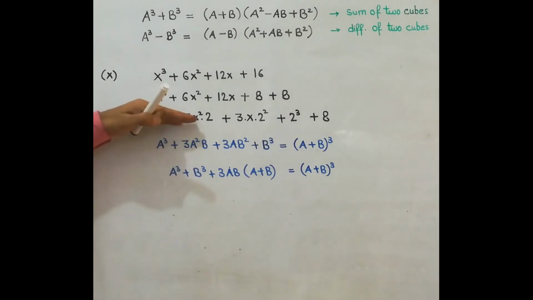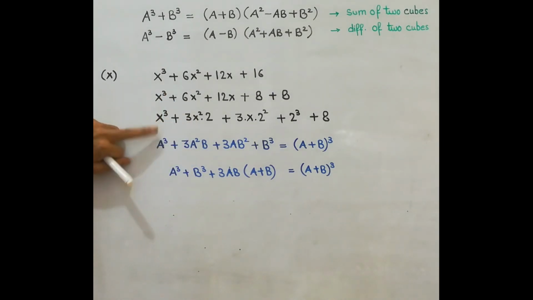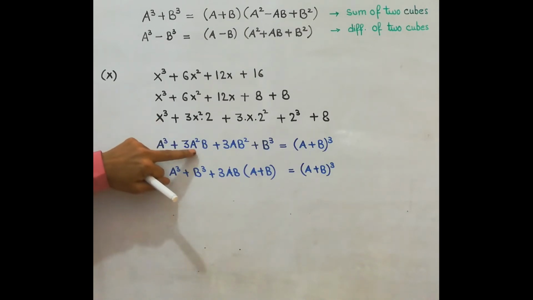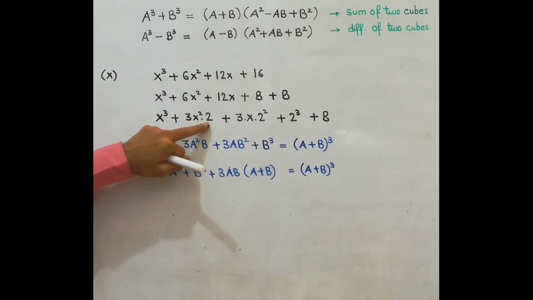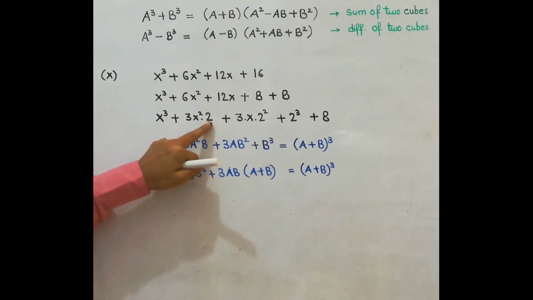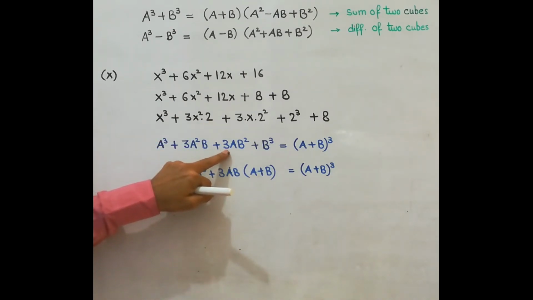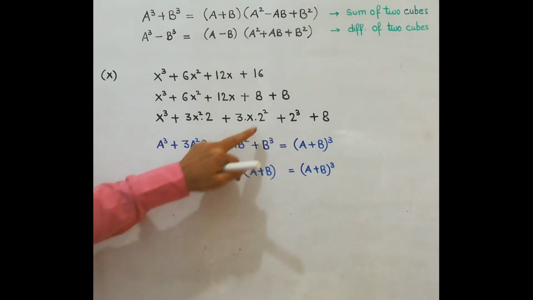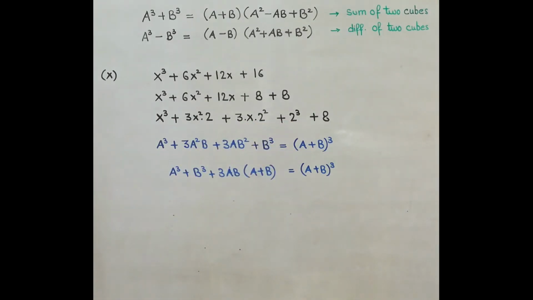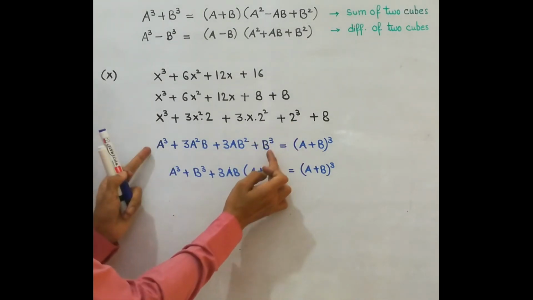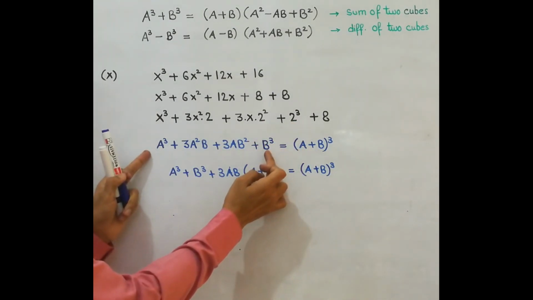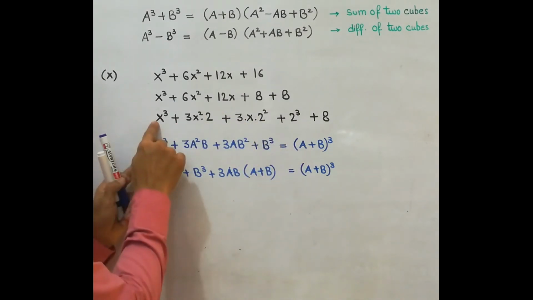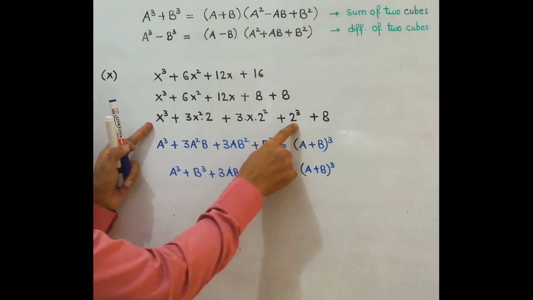Now tally it with this one. This is a cube. So what is your a? x. 3a square b, 3x square into 2. So what is b? b is 2. Then 3ab square, a was x, b is 2. Hope this is clear to you. This much is representing this formula. And what is a and b in this? x is a and 2 is b.